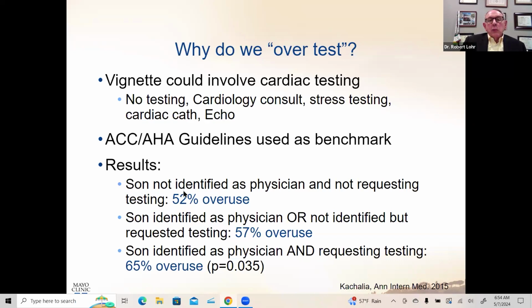So when the son was identified as a physician and not requesting any testing, there was still over half overuse. If the son was identified or not, but was requesting testing, 57%. And if the son was identified as a physician and requesting, it went up to 65%.